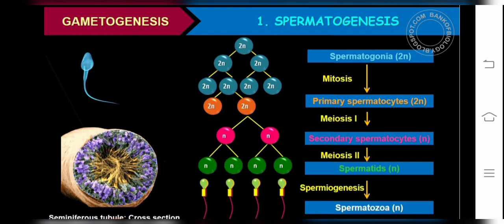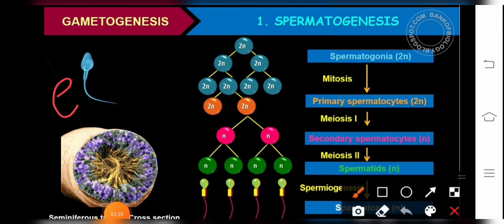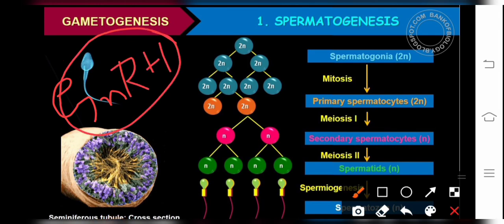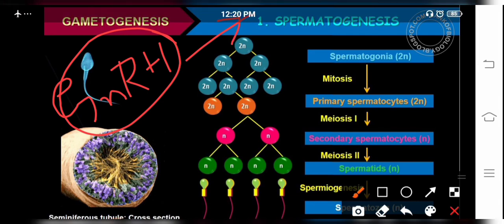Now the question arises: when does it begin in males? It begins at puberty. Why at puberty? Why not during birth, after birth or during old age? Because the amount of a hormone called gonadotrophin releasing hormone is more at puberty. This is important. The increase in the amount of gonadotrophin releasing hormone induces spermatogenesis. Clear?